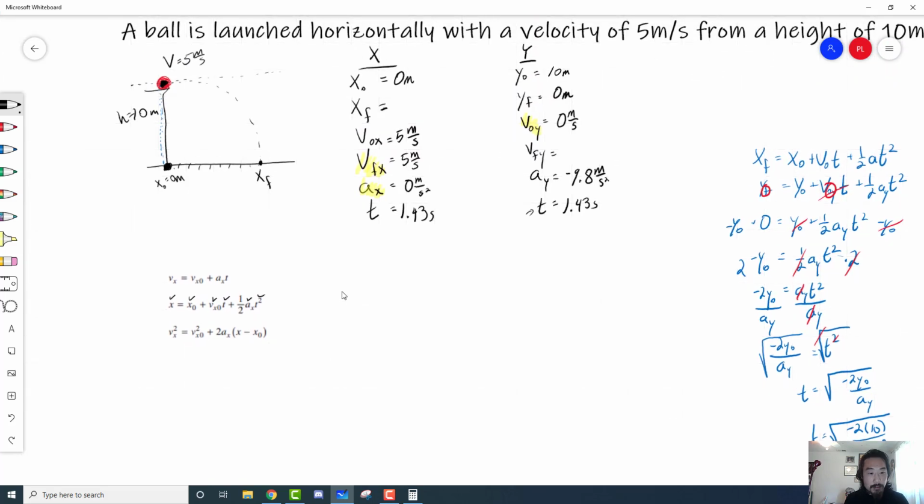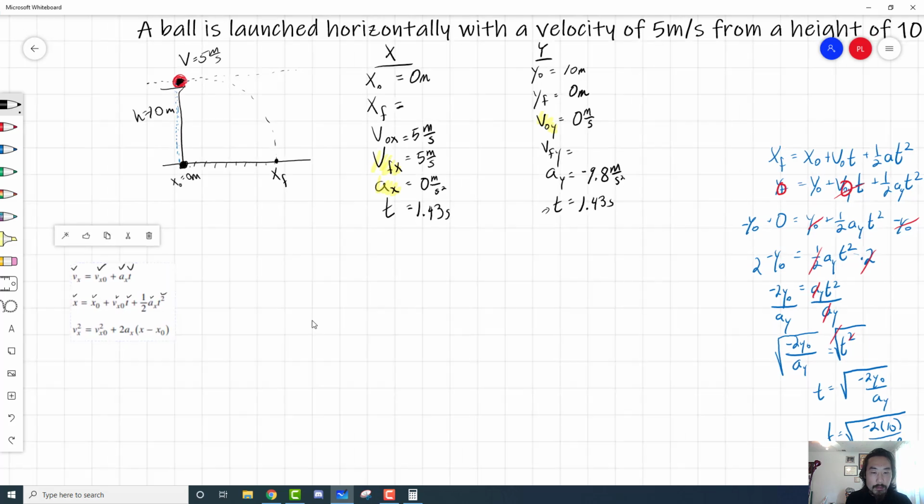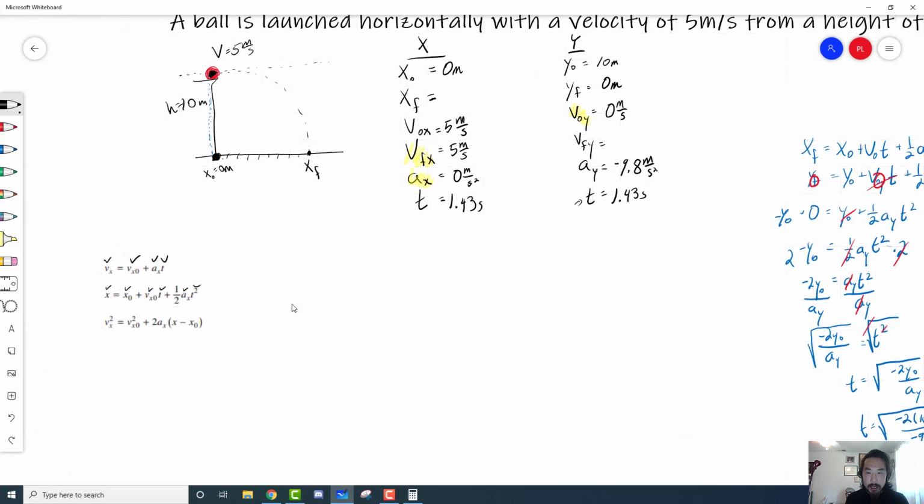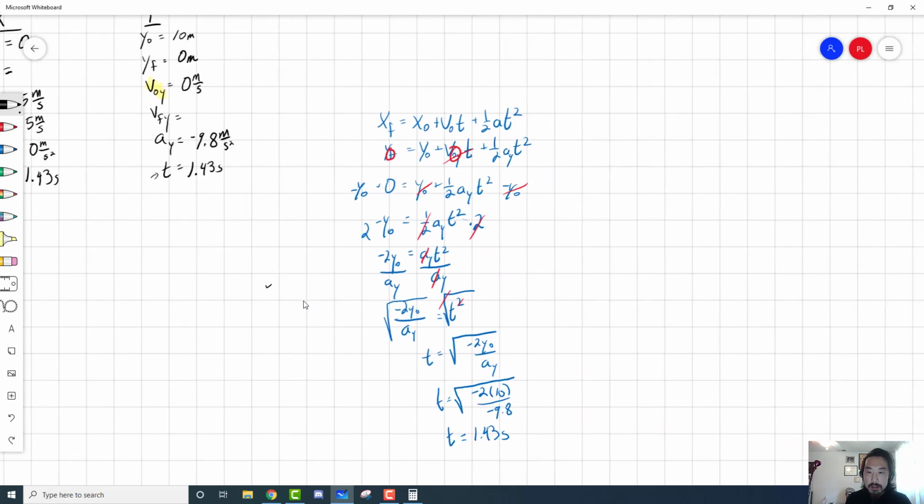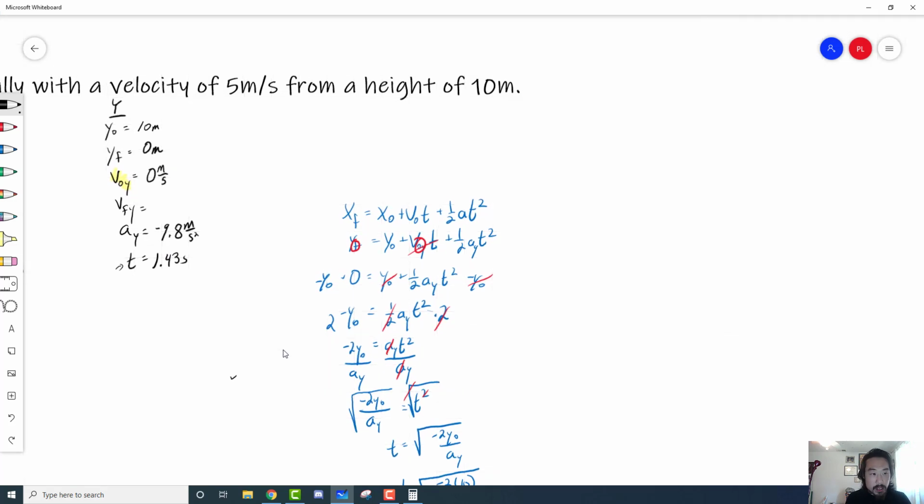If I want to find out the final y velocity, do I have the final y velocity? No, but that is something that I want to find. Put a check mark there. Do I have the initial y velocity? I do. Do I have the y acceleration? I do. Do I have the time? Well, yes, now I do. All right, so I'm going to start off by writing out my equation. Let's keep all my y stuff over there.